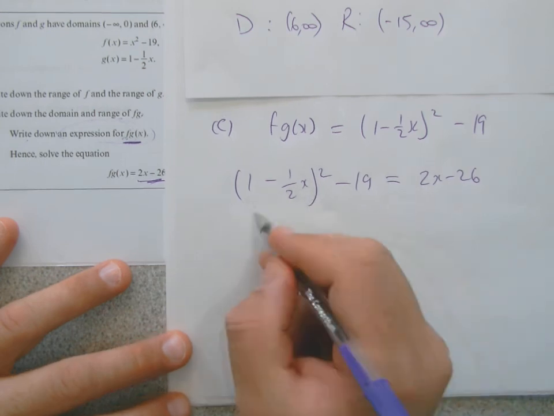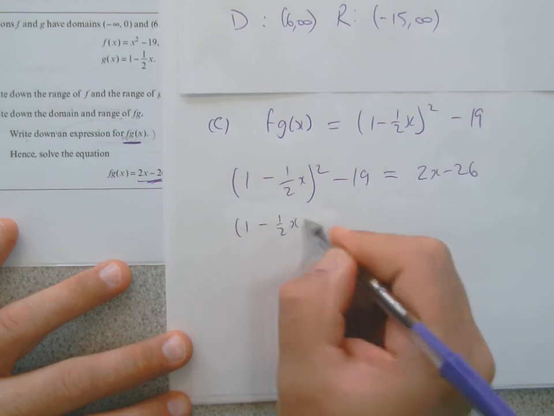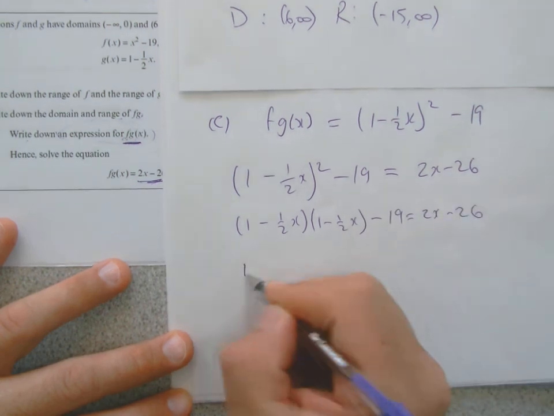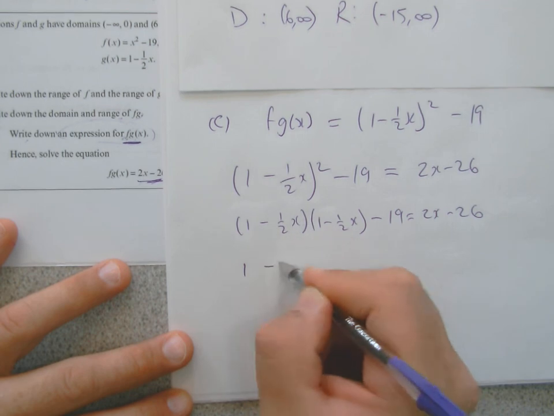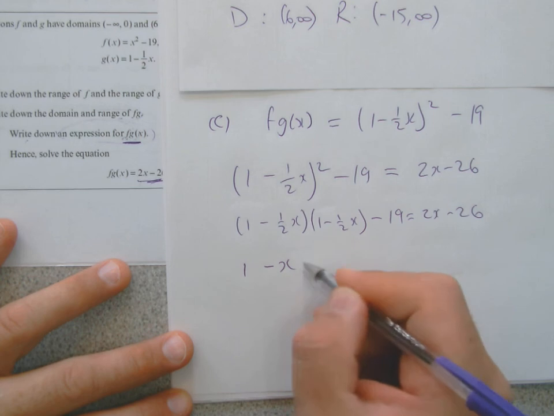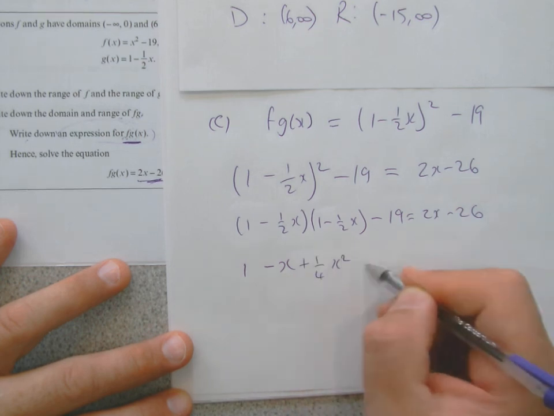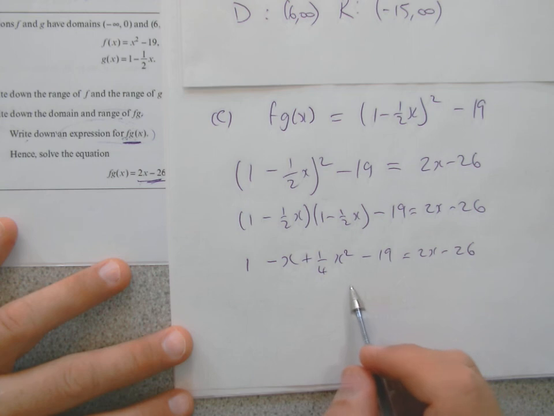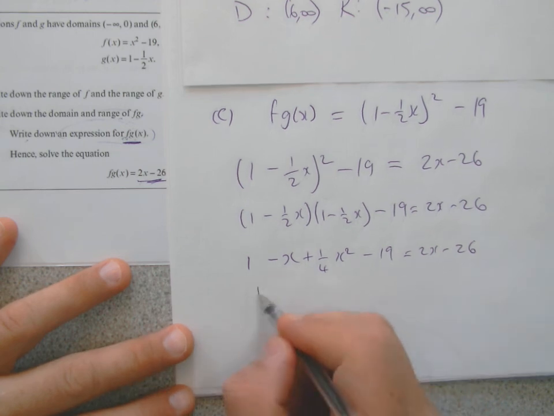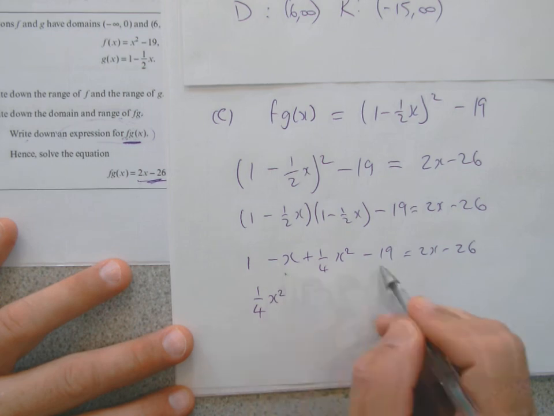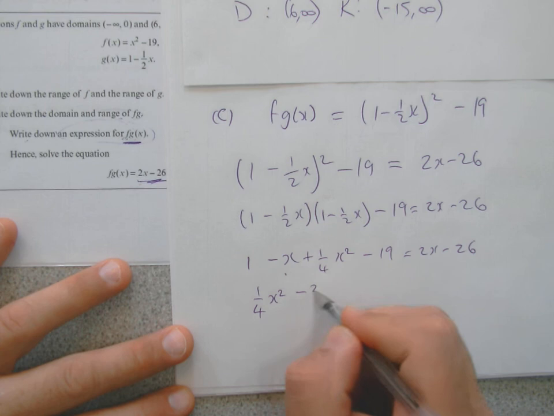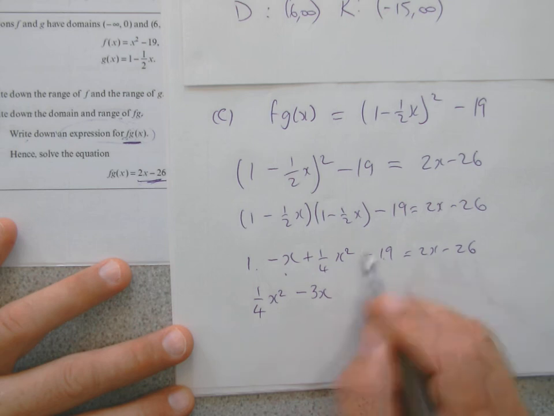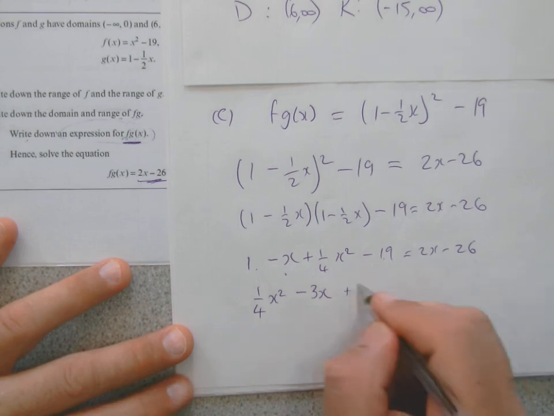So if we expand this here using FOIL, write it out twice if you want. So do FOIL here, you have 1 minus a half x minus a half x, so that'll be minus x, and then times the last here, so that'll be plus a quarter x squared, minus 19 equals 2x minus 26. Now what I might do is get everything onto the left hand side. So I've got 1 quarter x squared minus x here, and this 2x, bring it over, so I have minus 3x. And I've got 1 minus 19, which is minus 18, and then take this minus 26 over, so it becomes plus 26, so I get plus 8 equals 0.